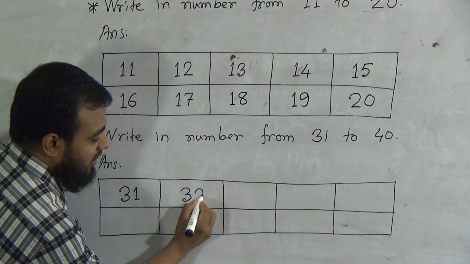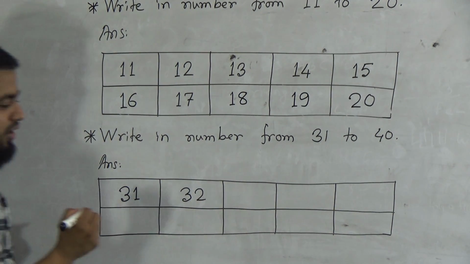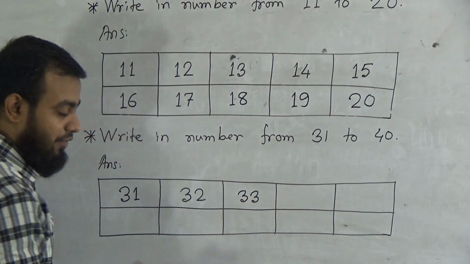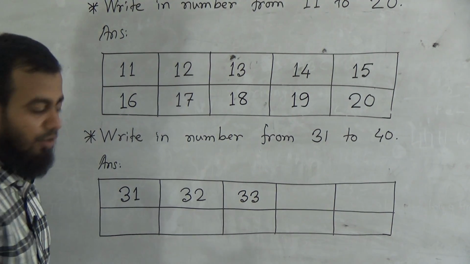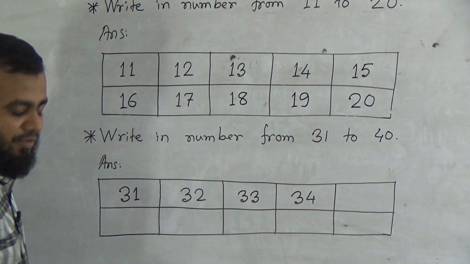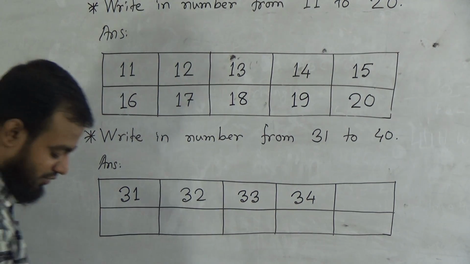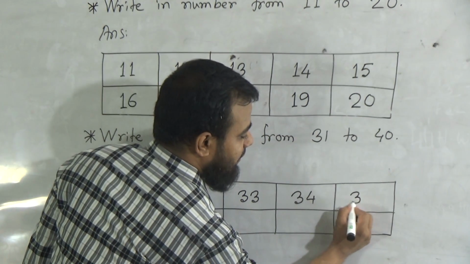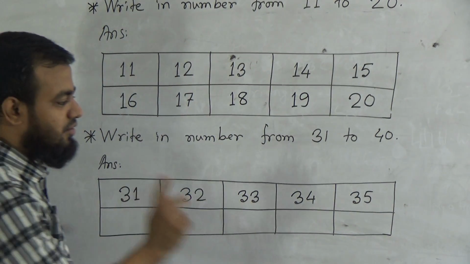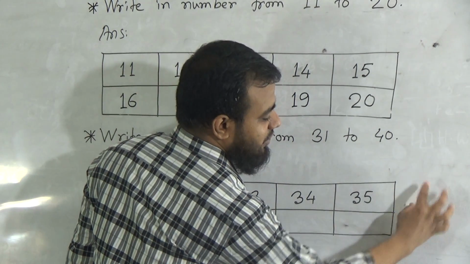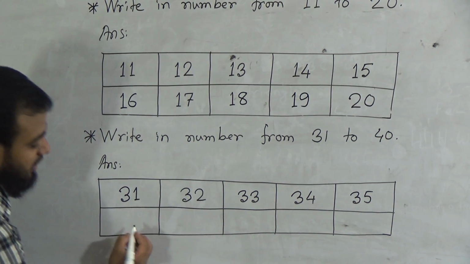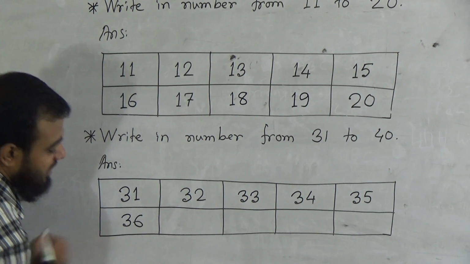31, then 32. 3 and 2 makes the number 32. After 32, the number comes which is 33. 3 and 3 makes the number 33. After 33, we have the number 34, which we write in the right side box. 3 and 4 makes the number 34. After 34, we should write down 35, because 35 comes after 34. 3 and 5 makes the number 35. After 35, we should write down the next number, 36. We can't write it on the right side because there is no box. So you should go to the next line. In the first box of the next line you should write down 36. 3 and 6 makes the number 36.